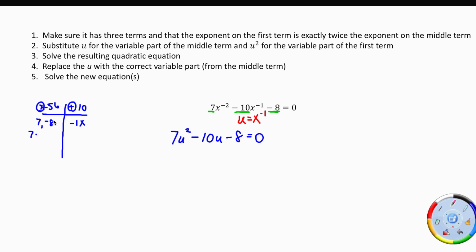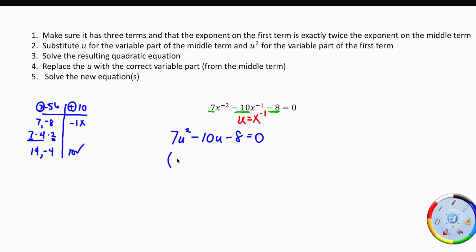I can change this 8 to 4 times 2. So now I have lots of combinations. There's 28 times 2, but that's not 10, right? Or there's 14 and 4. There it is. One of them needs to be negative. 14 times -4, and 14 minus 4 is 10.